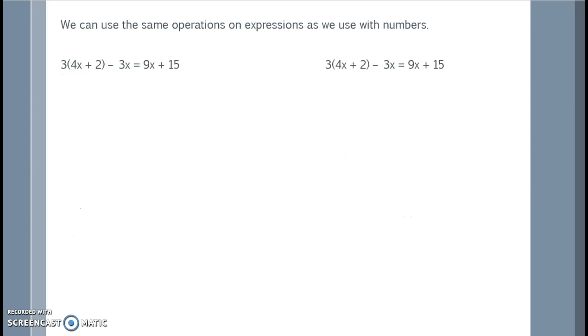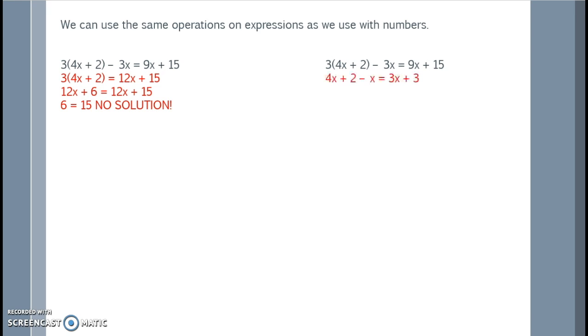We can use the same operations on expressions as we use with numbers. So on the left and on the right, you see I have the exact same equation. Let's solve it 2 different ways. So let's first start by taking 3x and adding it to both sides, so that I still have 3 times the quantity of 4x plus 2 equal to 12x plus 15. Then let's distribute our 3, giving me 12x plus 6 equals 12x plus 15. When I subtract the 12x from both sides, I see that 6 is equal to 15 is not correct, so this has no solution.